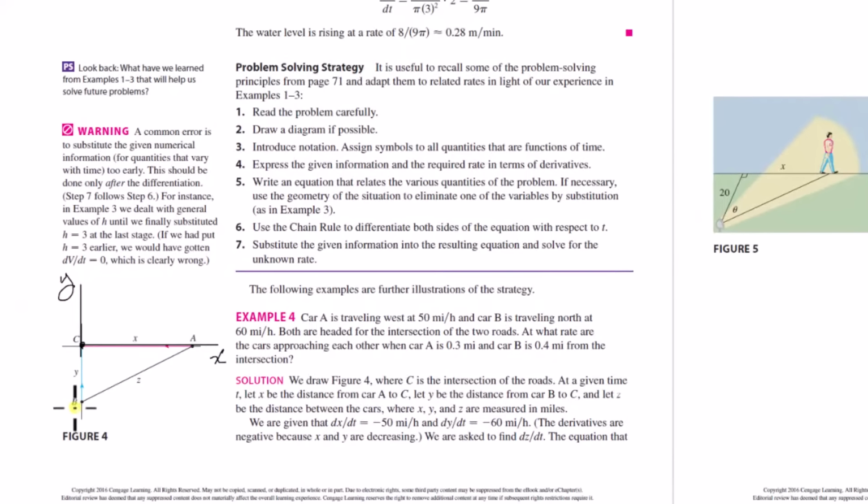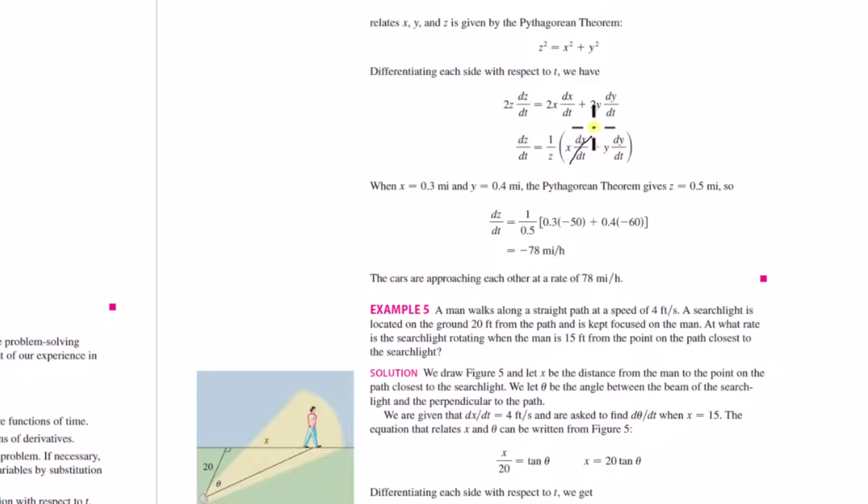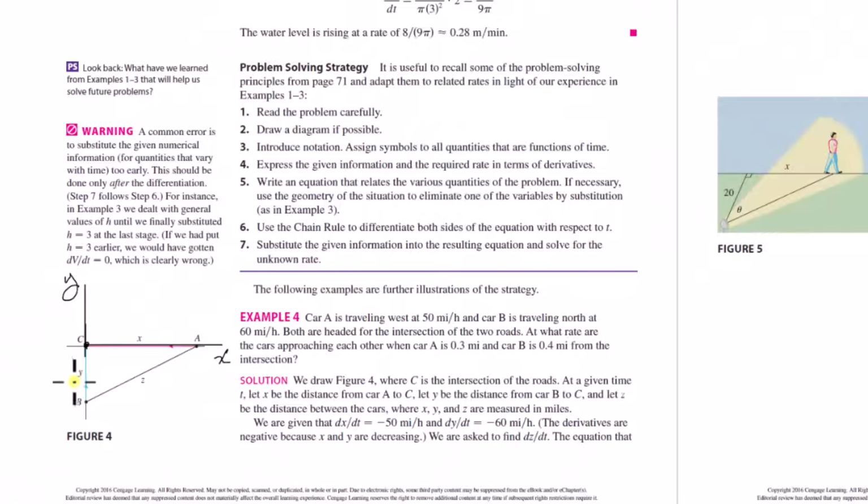Well, I would say dy dt is positive 60, right? It's moving in the positive y direction at 60 miles an hour. And then car A is moving in the negative x direction at 50 miles an hour. So I would say that dx dt is negative 50, dy dt is positive 60. It's saying at the moment when car A is 0.3 miles and car B is 0.4 miles from the intersection, so at the moment when x is equal to 0.3 and y is equal to 0.4, but I would put positive 0.3 for x, right? Because it's positive here, and I would put negative 0.4 for y.